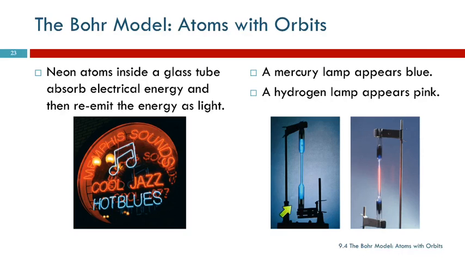This is a mercury lamp, very similar to this neon light. So here's a mercury lamp, and we apply voltage. There's mercury gas in here, and it gives off a blue glow. A hydrogen lamp gives off a pink color. So it was observed that different things give off different colors of light in a lamp like this.